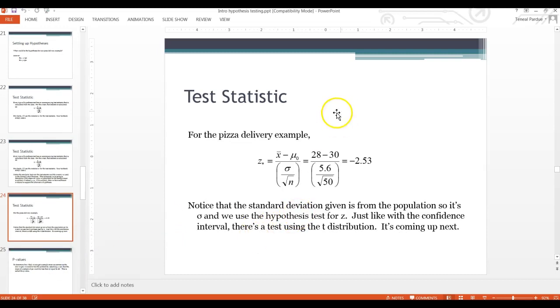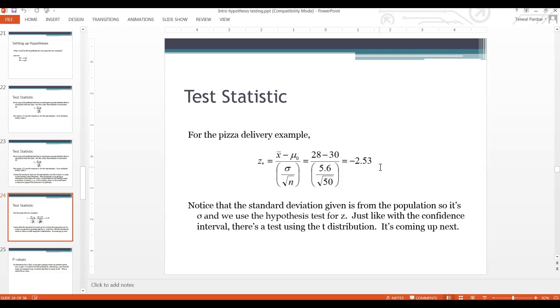So if we plug in values here, in that problem, if you flip back to what the pizza example was, the sample mean was 28 minutes. The hypothesized value was 30. They said that the population standard deviation was 5.6 minutes, and that was based on a sample size of 50. So we've got x bar of 28, mu naught of 30, sigma is 5.6, and n is 50. Now, please try the calculation and make sure that you end up with the same value that I get here, negative 2.53.